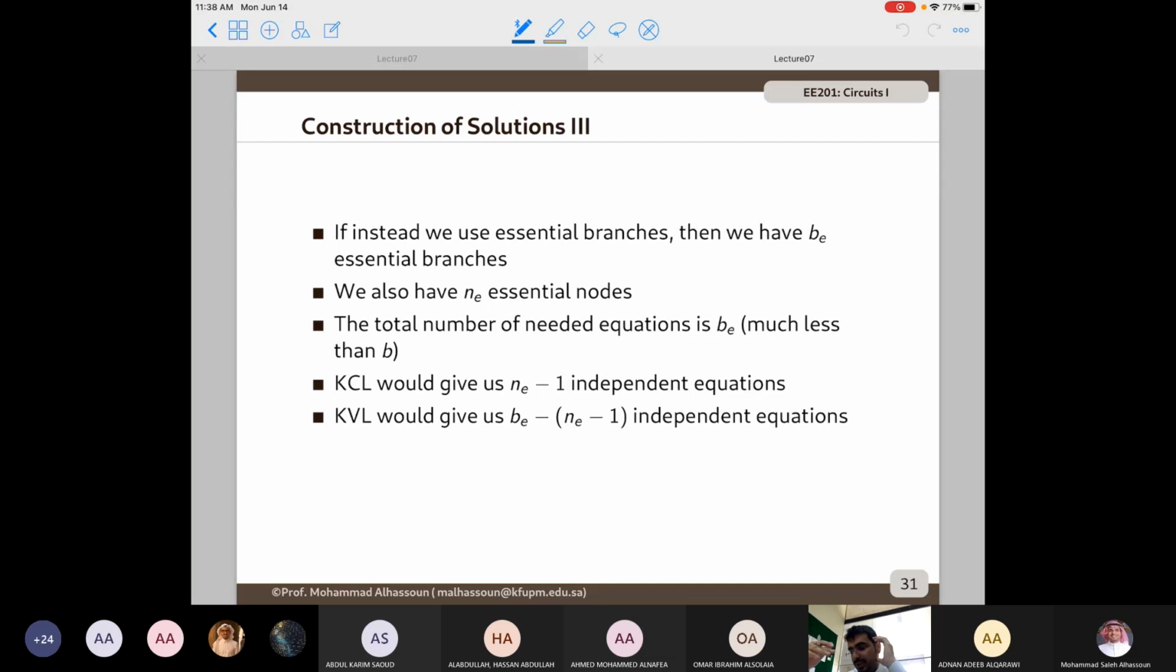Essential branches are less than branches. Essential nodes are less than nodes. So KCL is going to give me NE, which is the number of essential nodes minus 1 independent equations. The remaining equations can be found using KVL.